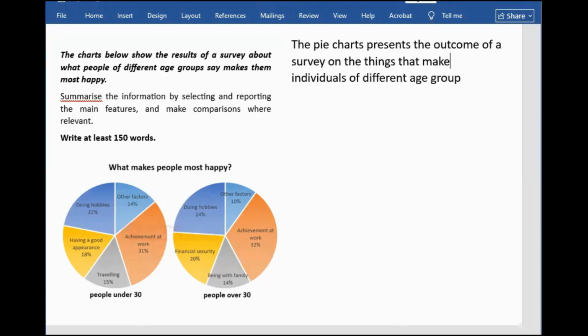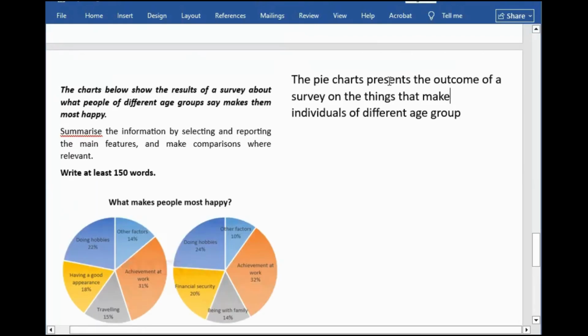Let me make some adjustments here. I want to do some editing to my sentence here. The pie chart presents the outcome. The pie charts, this is S plural, so that means this "present" should be plural also. Let me remove the S.